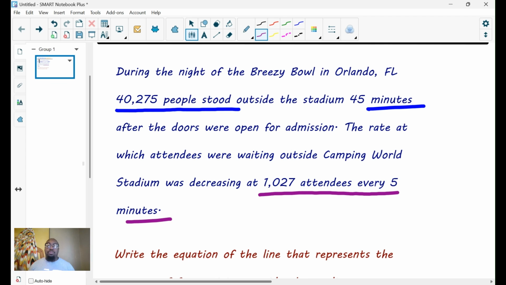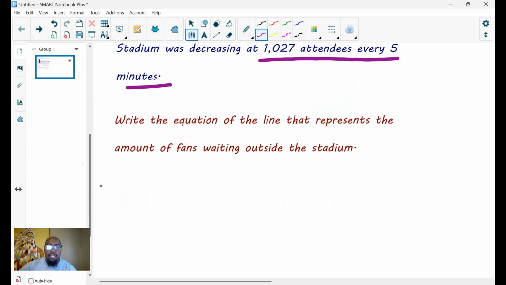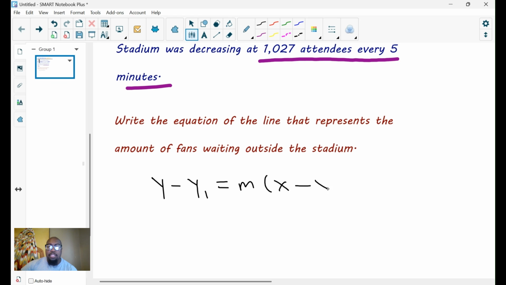We're actually going to go ahead and use the point slope form. And the point slope form is another equation we can use where you're actually given the rate, which is the slope, and then you're given a point that determines a situation that wasn't the actual starting point. Okay. And that is where we have the 40,275 people who stood outside the stadium for 45 minutes. Okay. So with that being said, let me go ahead and introduce you guys to this particular equation. Some of you guys may have seen it before. It is y minus y1 equals m times x minus x1, okay?